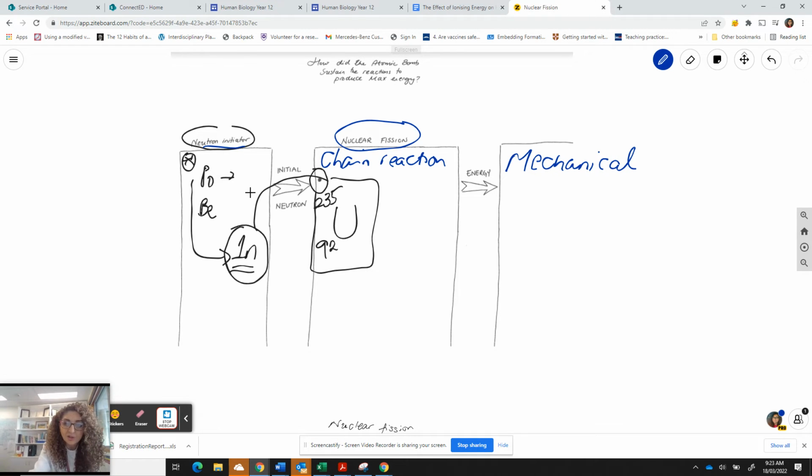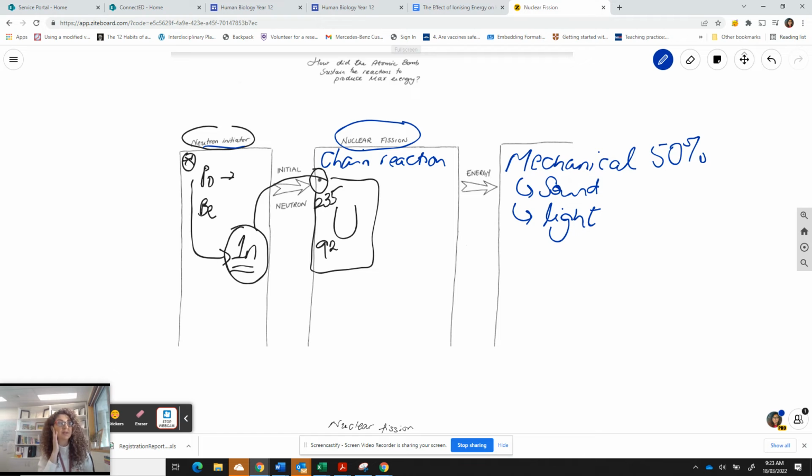Now, the mechanical energy that we have is at about 50%, but once the bomb explodes, that 50% can change into other types of energies. Some of the energies that it could change into would be something like sound energy and light energy. When we think about the sound energy from an explosion, it's so loud. If you were in close proximity to where the bomb was, then of course that could cause permanent or temporary deafness.